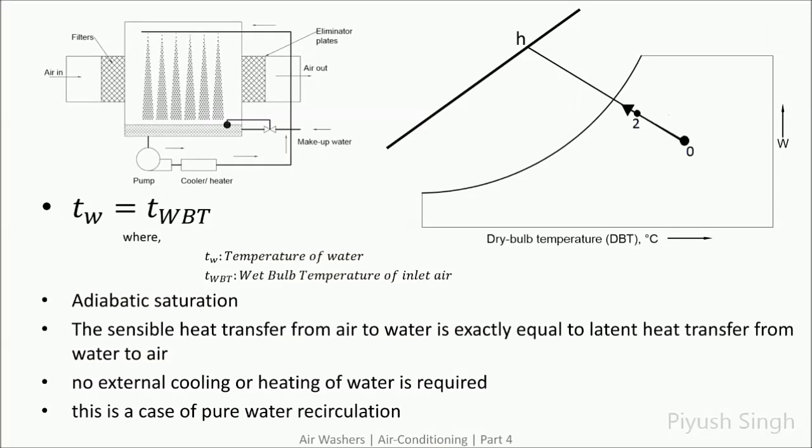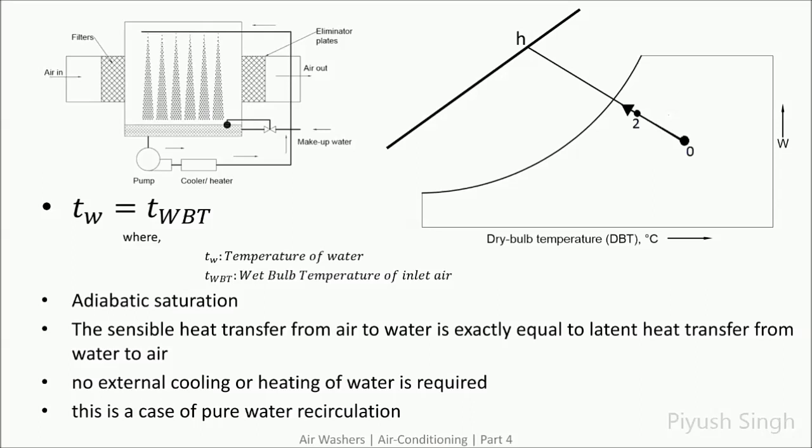The second case is the case of pure water recirculation without any heating or cooling. The recirculated water reaches the equilibrium temperature, which is equal to the thermodynamic wet bulb temperature of the air. This happens when the sensible heat transfer from air to water becomes exactly equal to the latent heat transfer from water to air.